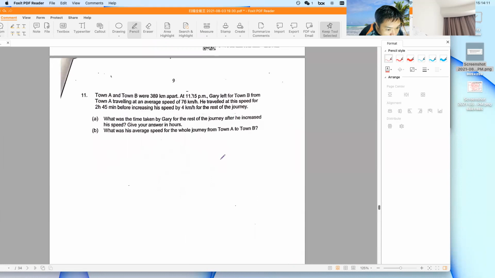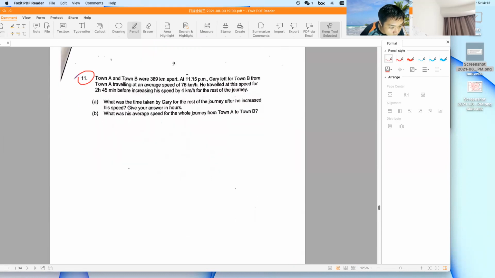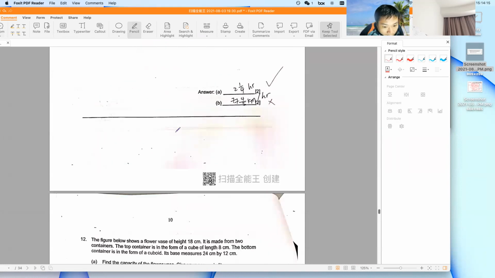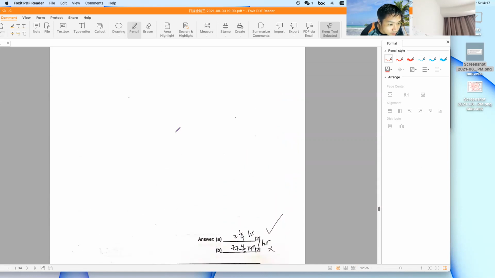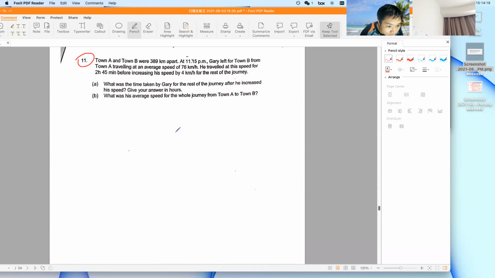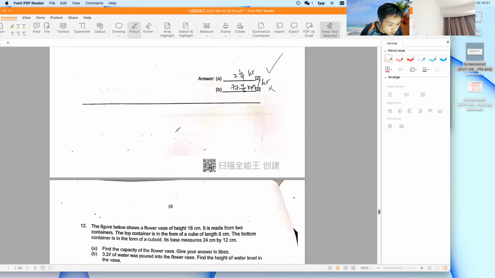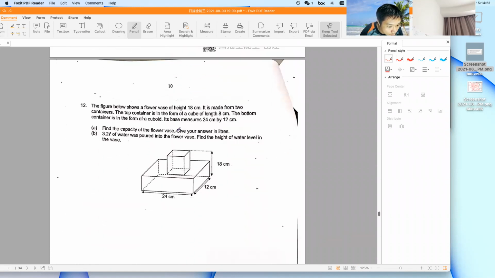Over here, did you get this correct? Never mind. Let's skip this question first because our speed time question is not covered. So we look at other questions first.